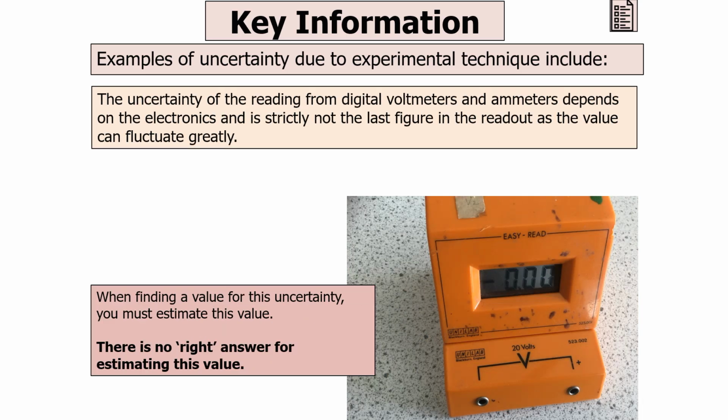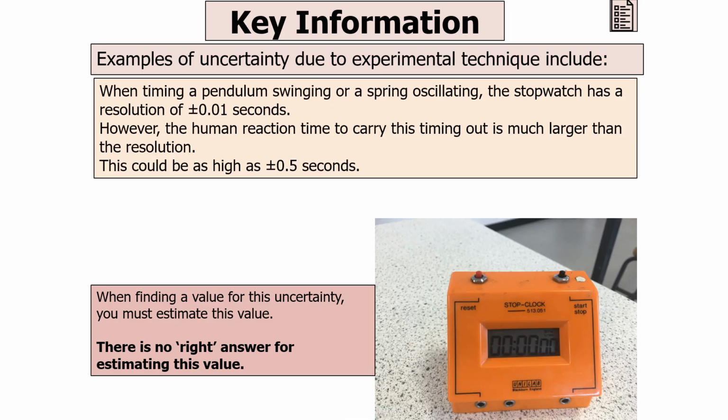Another example: the uncertainty of the reading from digital voltmeters or ammeters depends on the electronics and is strictly not the last figure in the readout, as the value can fluctuate greatly. Or when timing a pendulum swing or a spring oscillating, the stopwatch might have a resolution of plus or minus 0.1 seconds. However, the human reaction time to carry this timing out is much larger than the resolution. It could be plus or minus half a second. Now, as we said before, with this method, when finding a value for this uncertainty, you must estimate the value. There is no right answer for estimating this value.